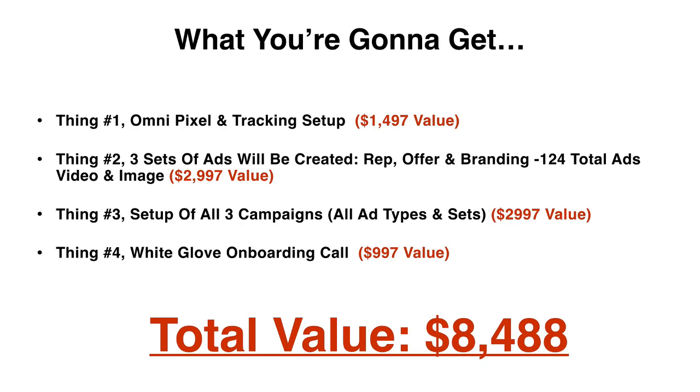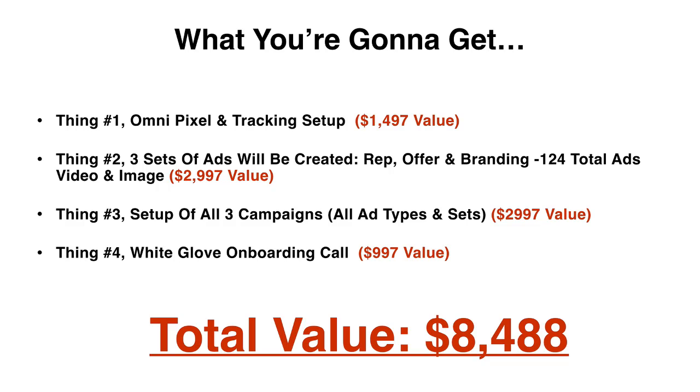So thing number one is you're going to get the OmniPixel and tracking setup. That is a $1,497 value. We have to go set up all your ads account. We have to drop all the pixels on your website. There are so many steps in here. We have to make sure that each and every one of the phone call leads, web form leads or email leads that you get are being tracked so that you know what's working in your marketing and what's not. This is a $1,497 value. In fact, if you asked us just to do the OmniPixel and tracking setup, we probably would say no. It's just that much work. So we put a value of $1,497 on it.